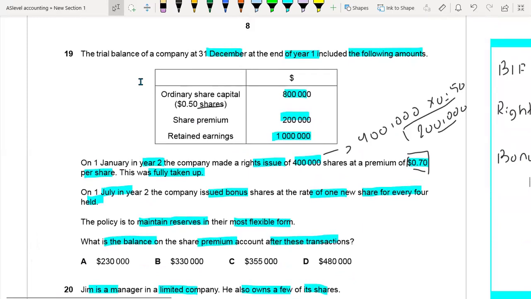Okay, so we have this one. It needs a lot of calculation, but we have to do it.